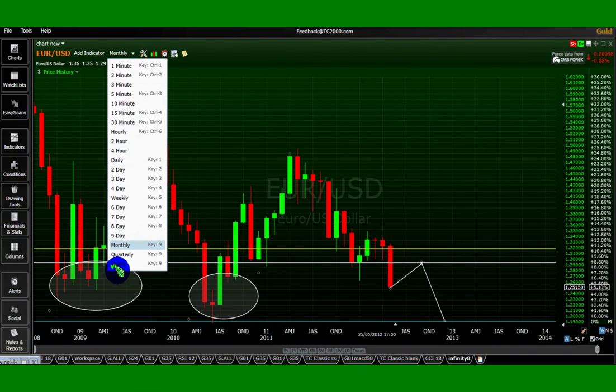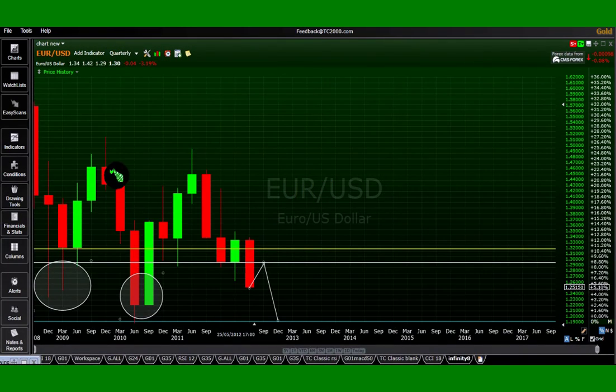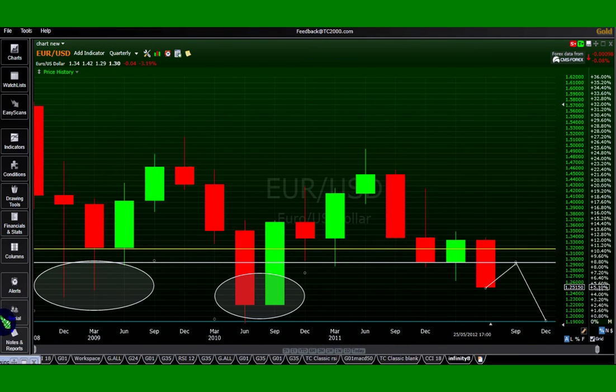I'm going to go now to the monthly chart. Okay, let's go to the quarterly chart. I think it's clearer there. You see better. Yeah, this is on the quarterly chart. Look carefully on this quarterly chart. Look at the tail of this candle. You see this candle here? What is it telling us?